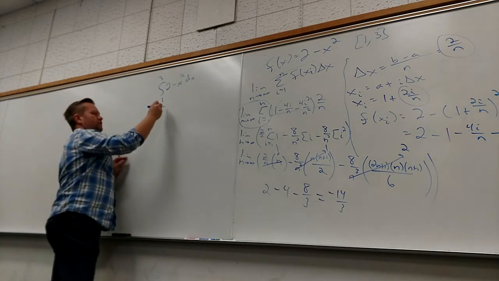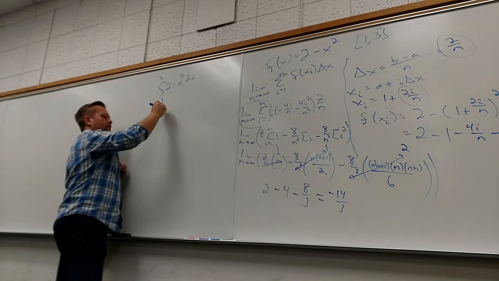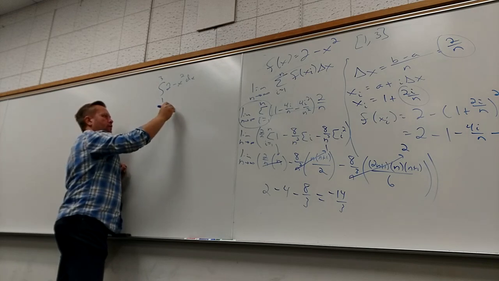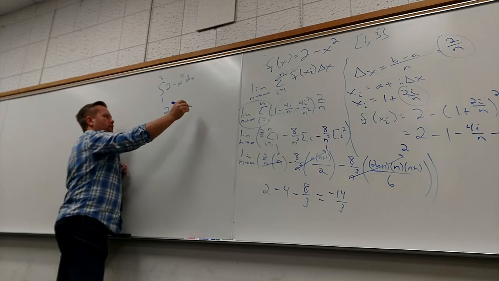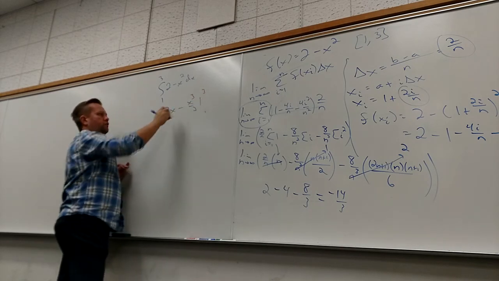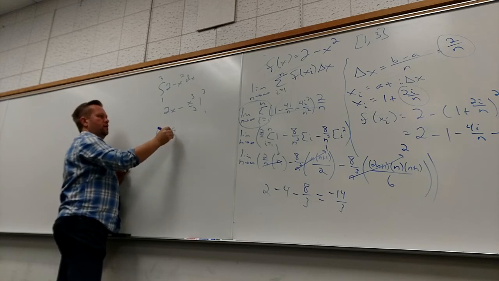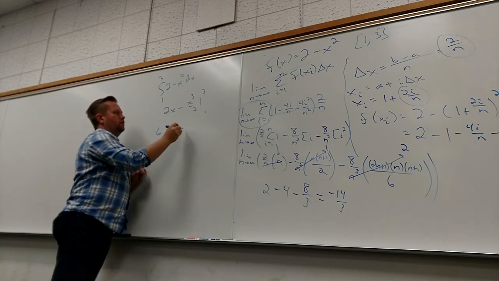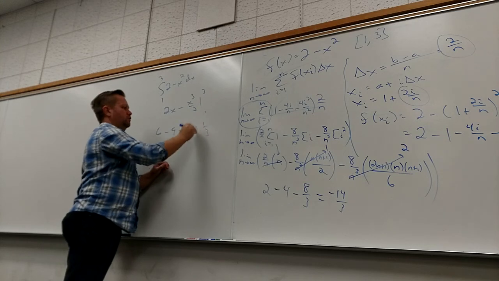So what's this integral? It would be 2x from 1 to 3. So when you throw a 3 in, you get 6 minus 9. And when you throw a 1 in, you get 2 minus 1/3, so it'll be plus.